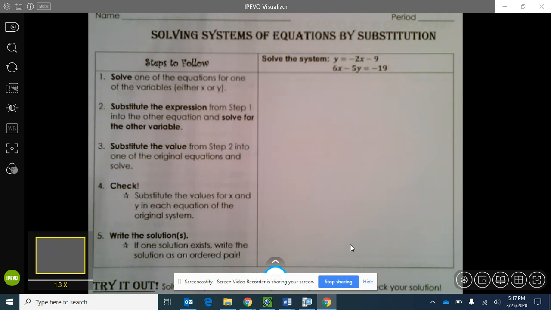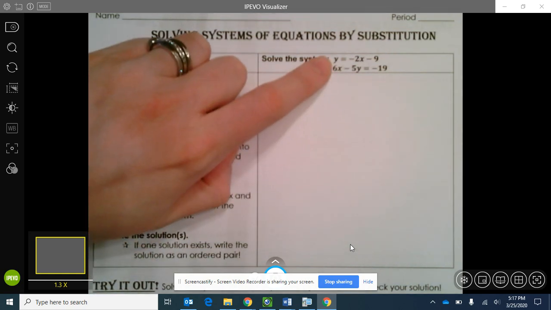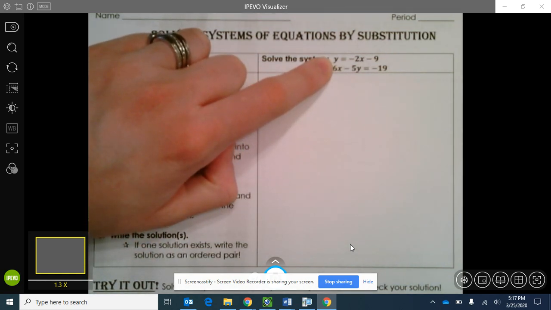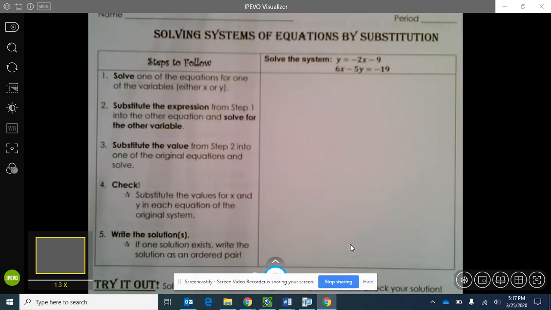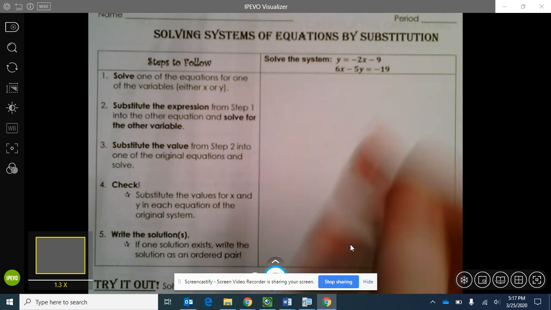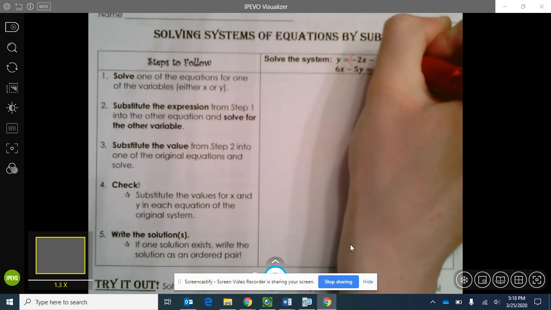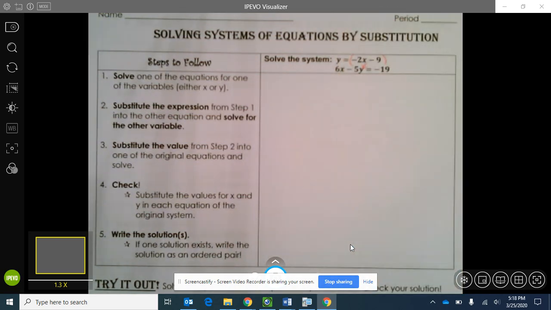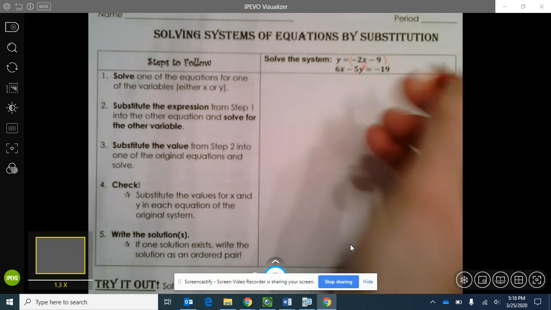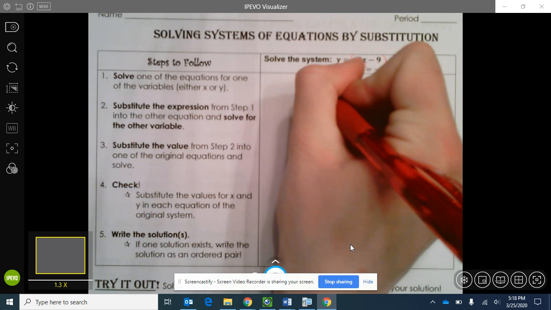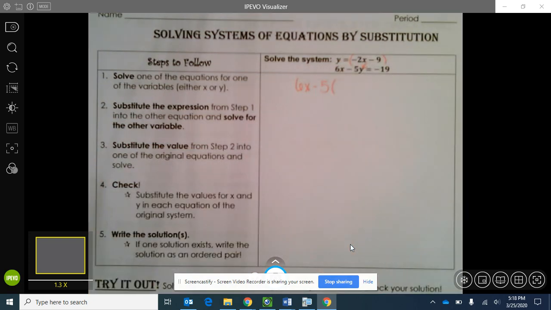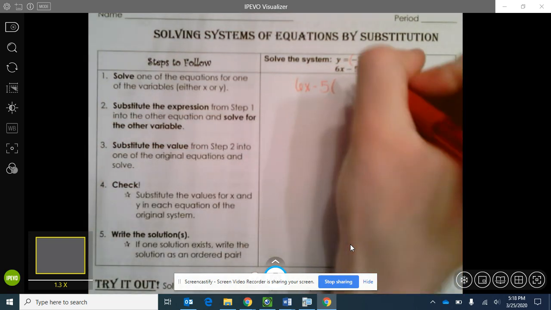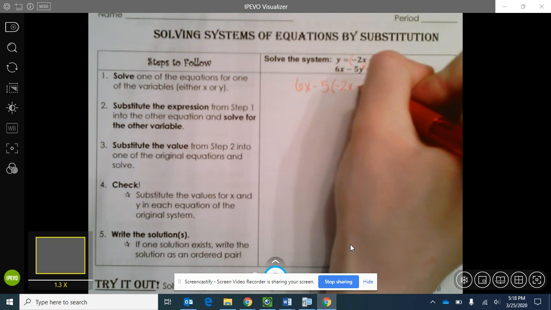So if you take a look at our first equation, we have y all by itself on the left side of the equal sign. So this equation is solved for y. So when this happens, you're ready to substitute. So what you can do is take what y is equal to, so negative 2x minus 9, and I'm going to plug that into the second equation for y. So in the second equation, I'm going to take out y, and I'm going to put in, using parentheses, negative 2x minus 9.